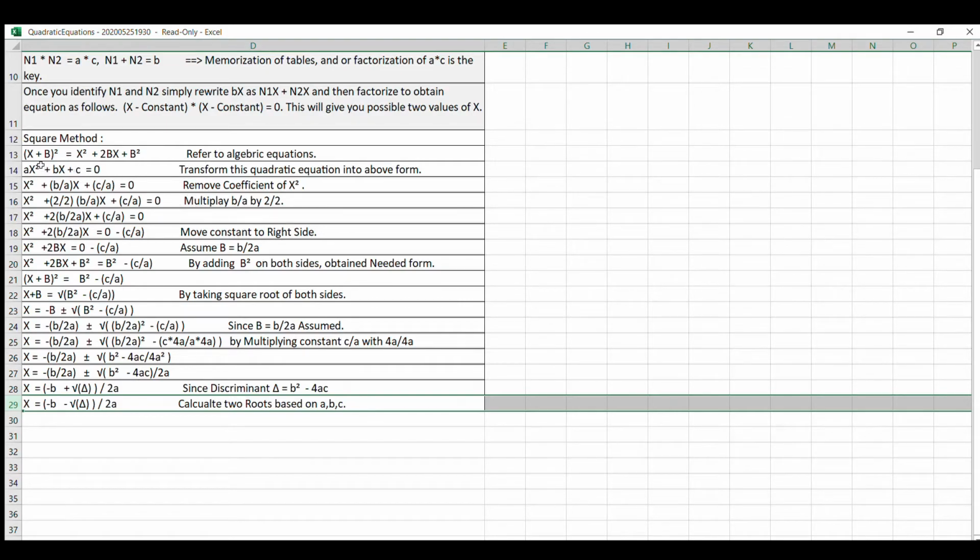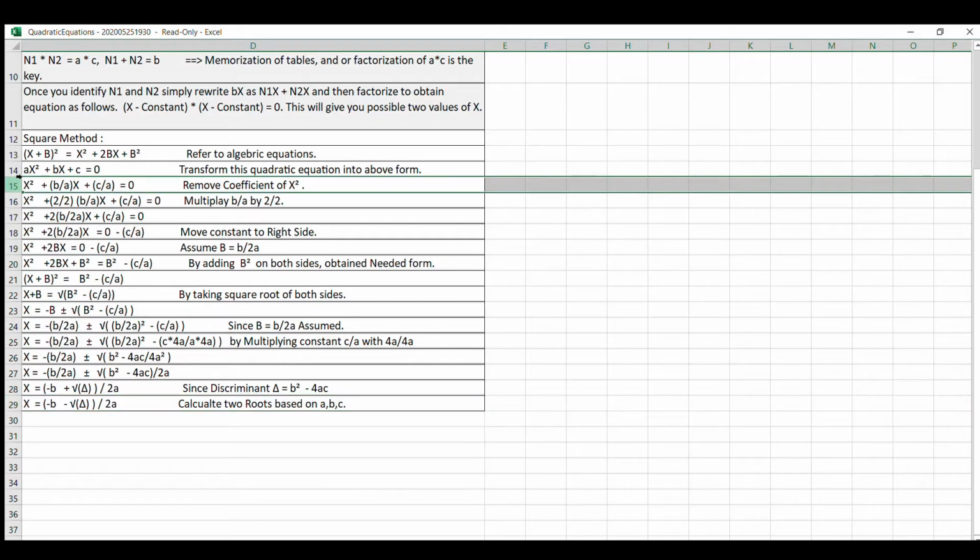See here. Pay attention. ax square plus bx plus c is equal to 0 is your original equation. Now you want to get rid of a and keep only x square, because we want the form x square plus 2bx plus b square. So you divide the entire equation by a. So at line number 15, the equation becomes x square plus b by a x plus c by a is equal to 0. Wonderful. We have removed the coefficient.